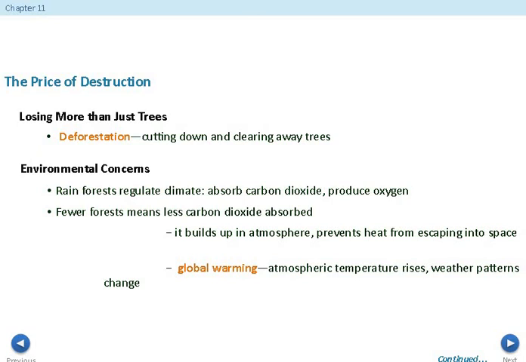What we see is global warming. It's an atmospheric temperature rise and weather pattern change. And so what we see is that in the United States, all across the entire world, you're going to see major weather patterns that we just haven't seen very much of.